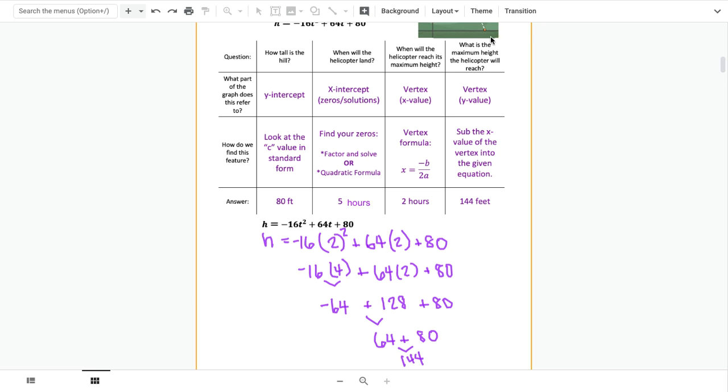So what is the maximum height the helicopter will reach? It's going to reach 144 feet. And how do we know that again? Well, we just found out over here that it's going to reach its maximum height 2 hours into the flight. So all I had to do was plug 2 hours in as my time and solve accordingly to get to my final answer.